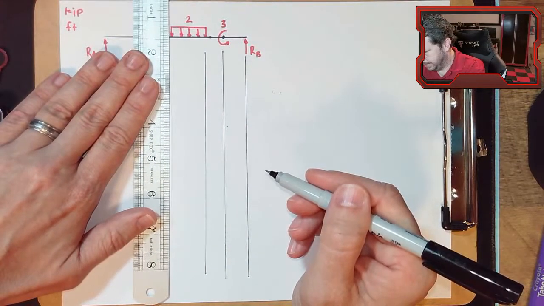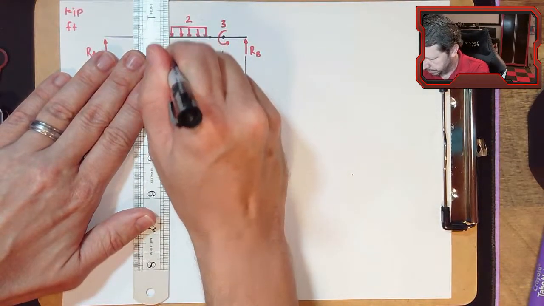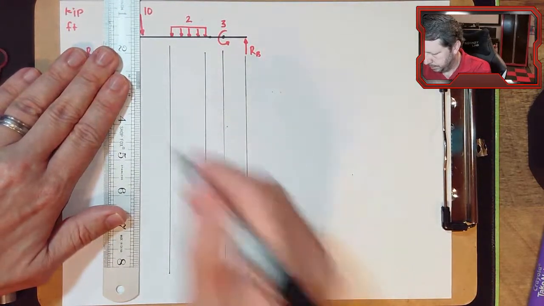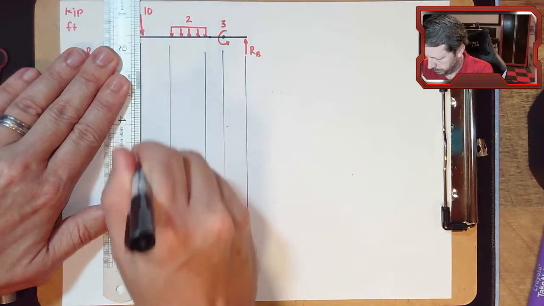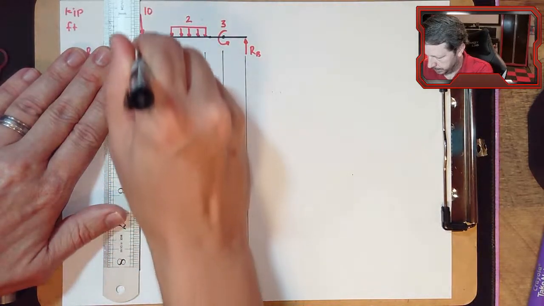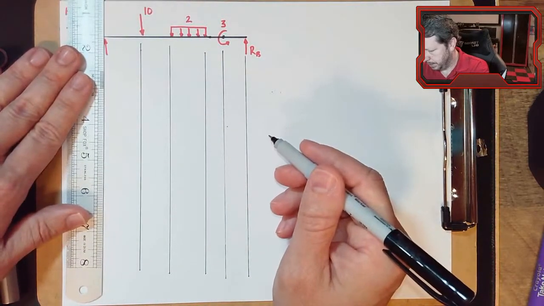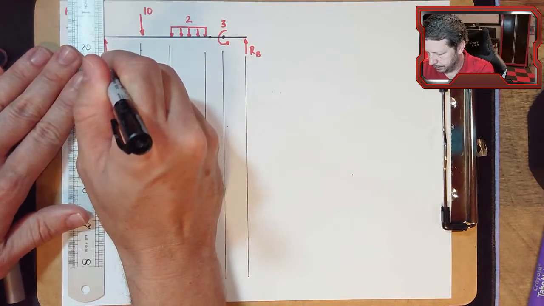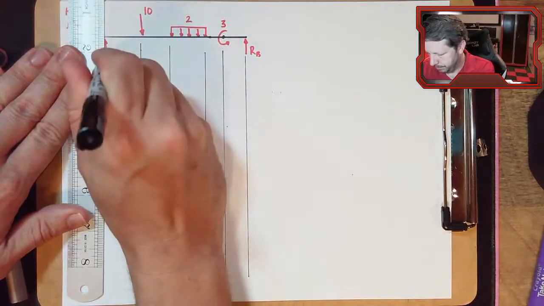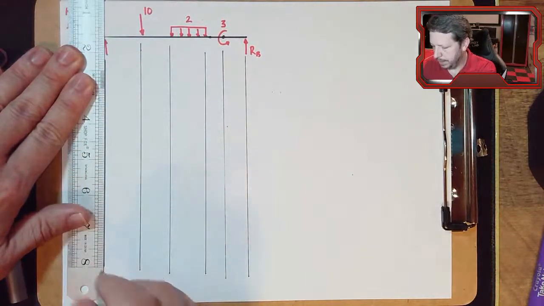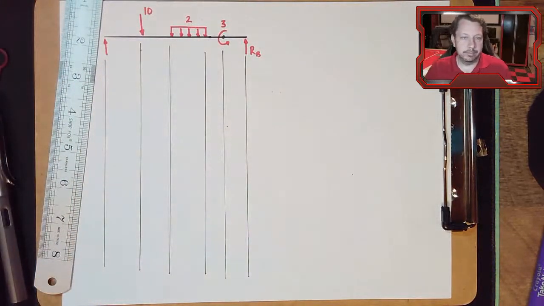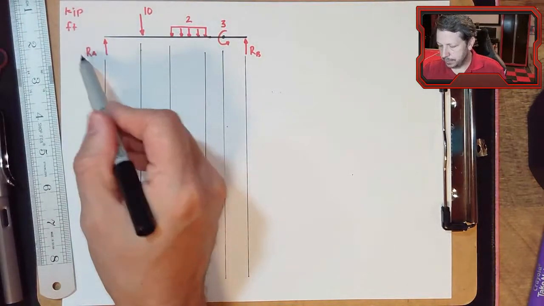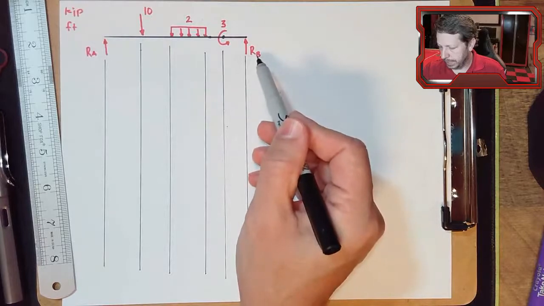Let's put one at the beginning of the distributed load. Let's put one for the point load. And then let's put one at the beginning of the beam. So these lines will help us organize our graph and maybe not forget where we have one of these loads that we have to deal with. All right. Before we get too far, though, we have to have numbers for reaction at A and B.